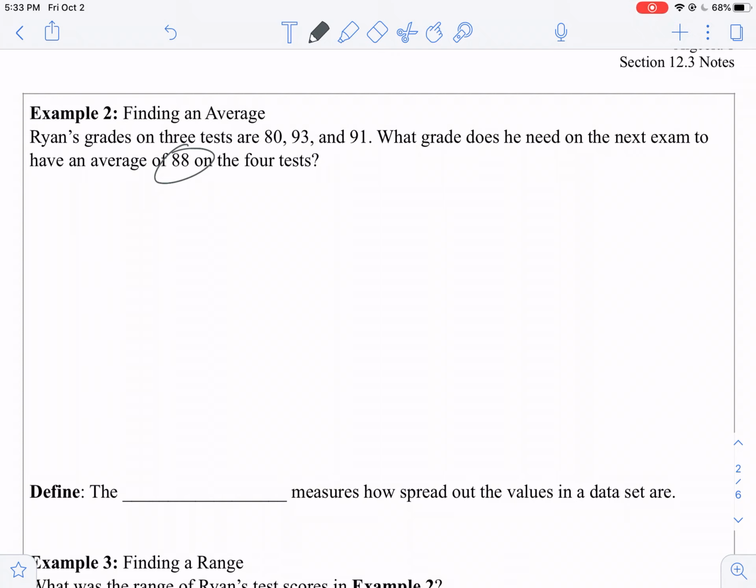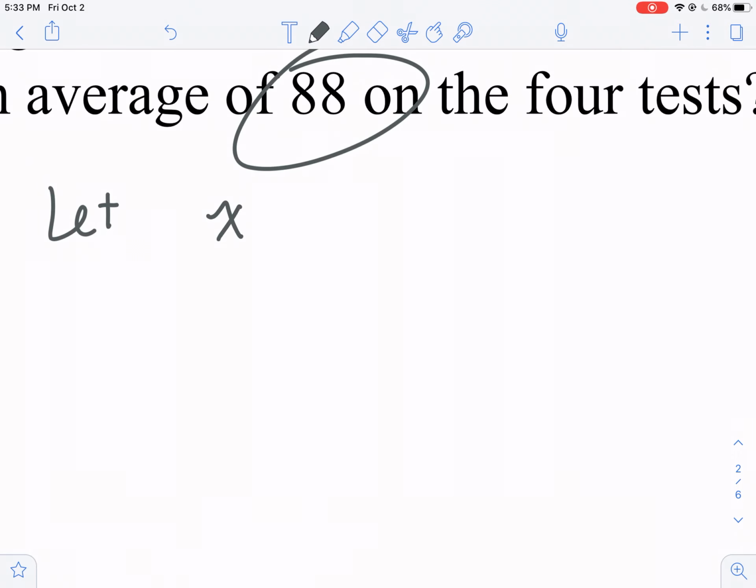Well, let's set up an equation. We're going to say that, oops, I spelled let wrong. That's how you know it's been a long day. I'm going to say let X be the score on the next test.